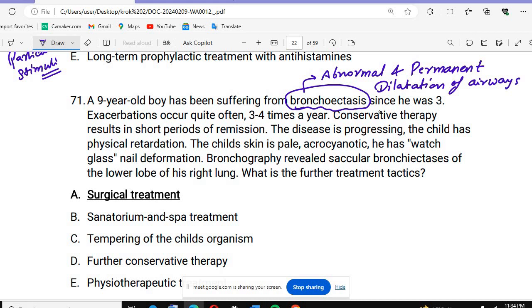Exacerbations occur quite often, 3 to 4 times a year. Conjunctive therapy results in short periods of remission. The disease is progressing. The child has physical retardation. The child's skin is pale, acrocyanotic. He has watch glass nail deformations.